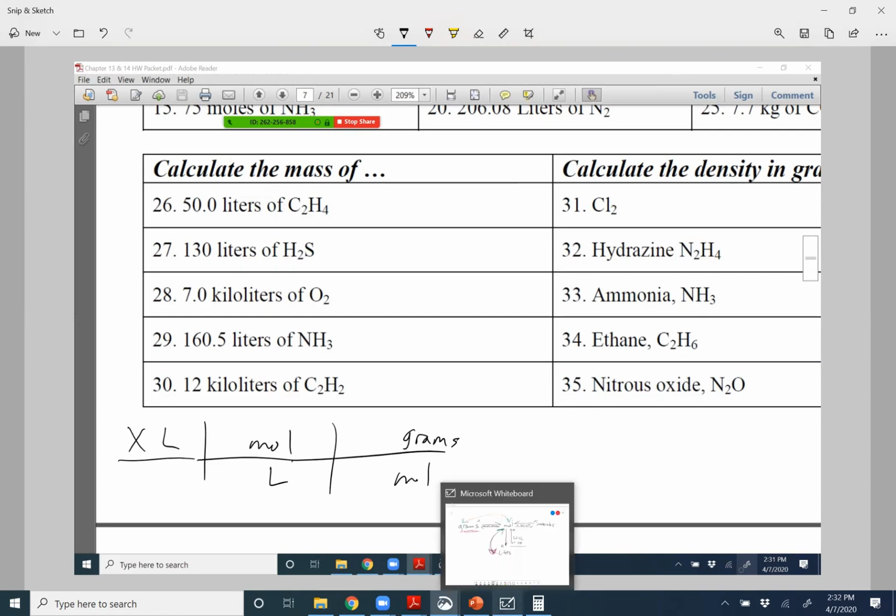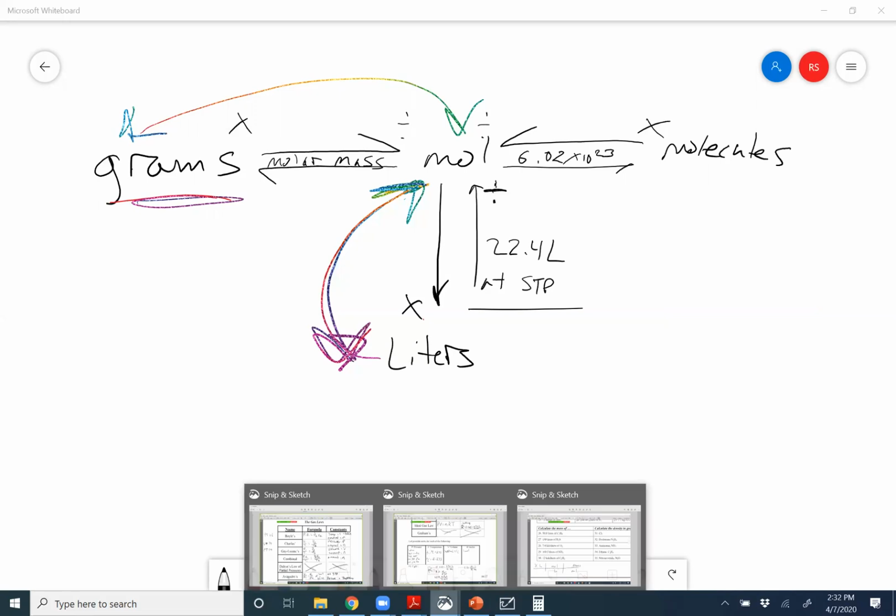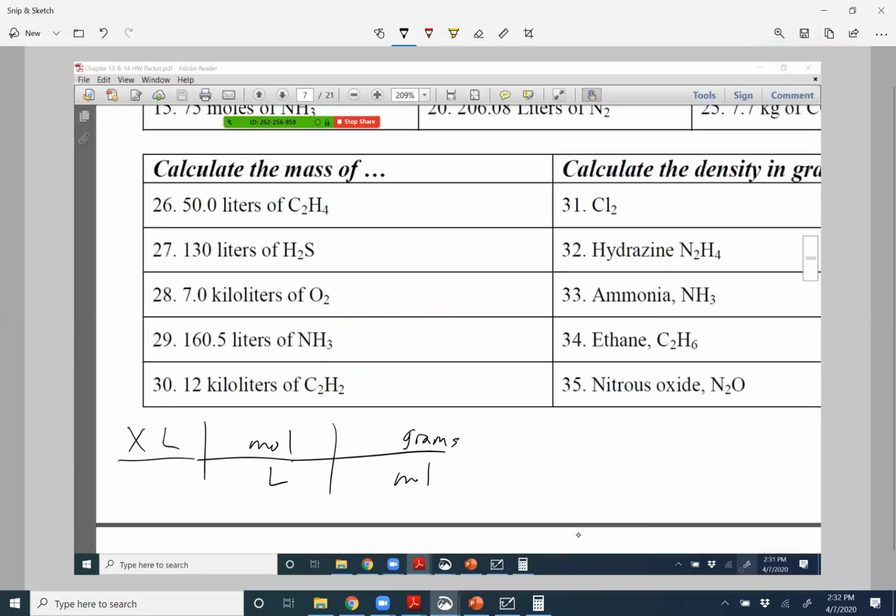Well, if we look at our roadmap, going from grams to moles to liters was divide by molar mass, multiply by 22.4. Now it says divide by 22.4 and multiply by molar mass, because we're going that way. We're going to the left. All right, so let's plug in our numbers. There's 22.4 of those, and for every one of these, we need the molar mass.